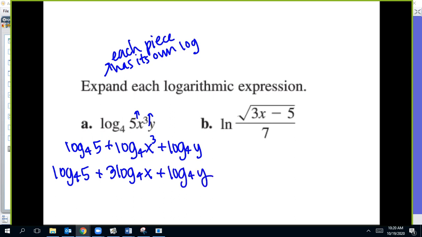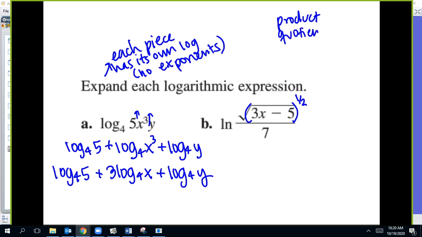So there should be no exponents, and each piece should have its own log. So for this one, we need to rewrite this as to the 1/2 power. We only have 3 rules. We have the product, we have the quotient, and we have the power. So we don't have a square root rule. We need to rewrite square roots as powers so that it can fit that 3rd rule.